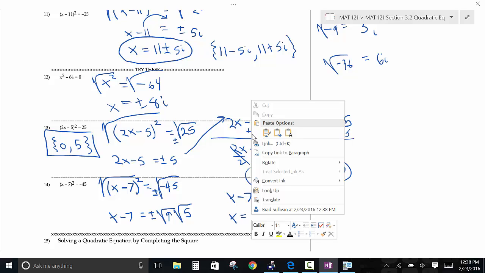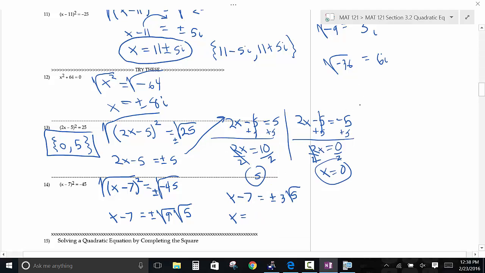Oh, I forgot about the i too, didn't I? Okay, so that is an i, that's an imaginary number. So you would have to squeeze the i in there. Sorry about that. All right, so then you would have x equals 7 plus or minus 3i times the square root of 5. Okay, and then that's your answer.